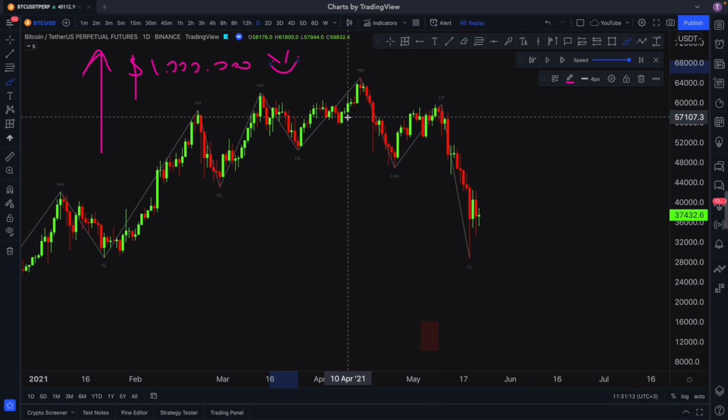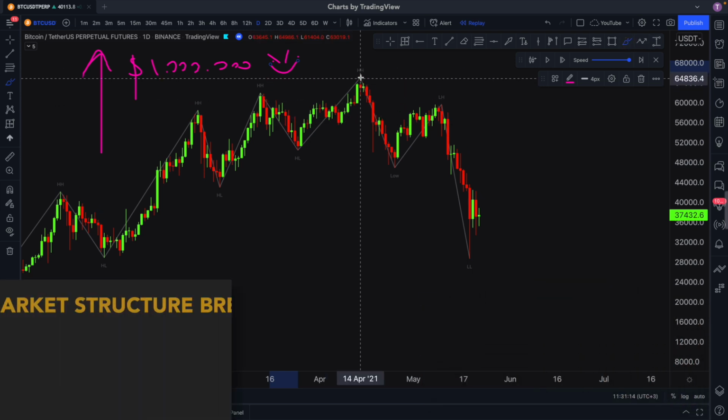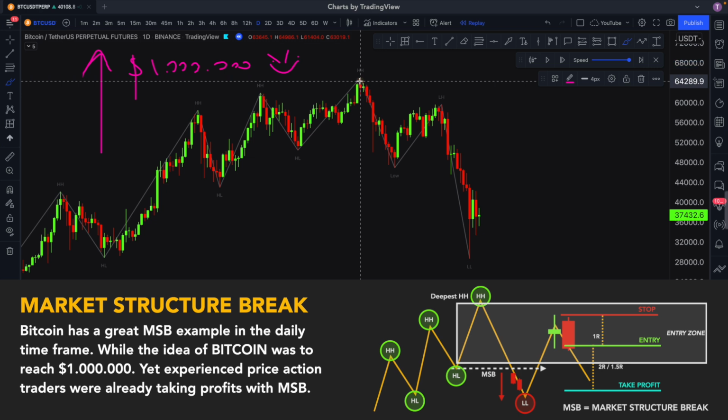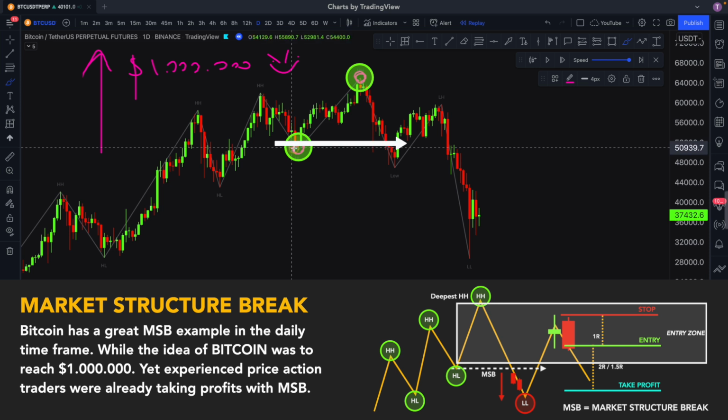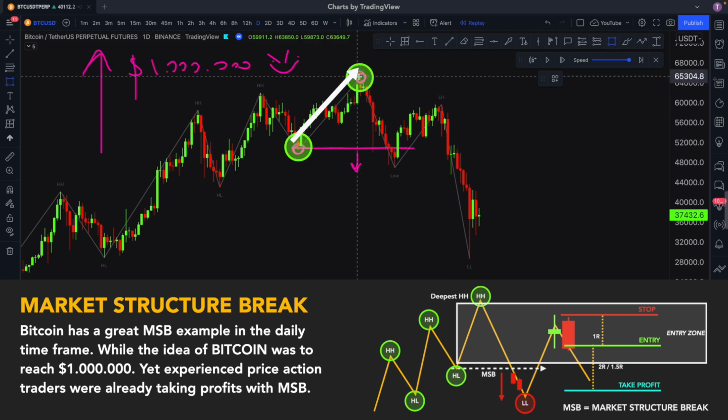Let's check it. 1. Identify the deepest higher high. 2. Identify the higher low. 3. Confirm the market structure break. 4. Draw your entry zone between the deepest higher high and the higher low that creates that.